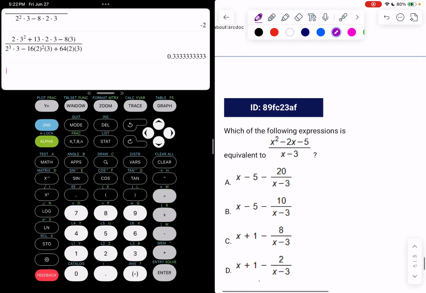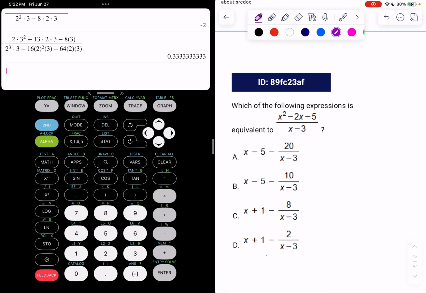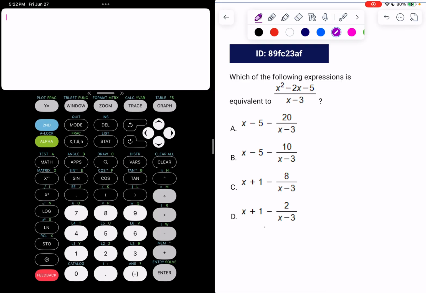So let's see our next guy. Which of the following expressions is equivalent to this funky town thing right here? X squared minus 2x minus 5 over x minus 3. Look at all those variables in the answer choices, variables in the question stem. They're not asking us for a number. They're asking us for a bunch of expressions. So let's go ahead and plug in.